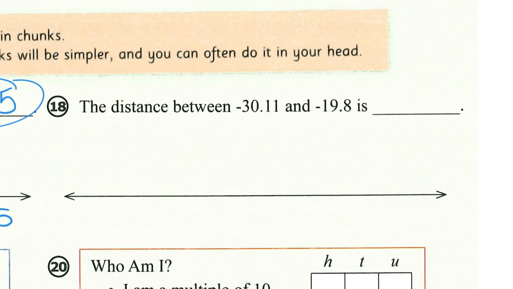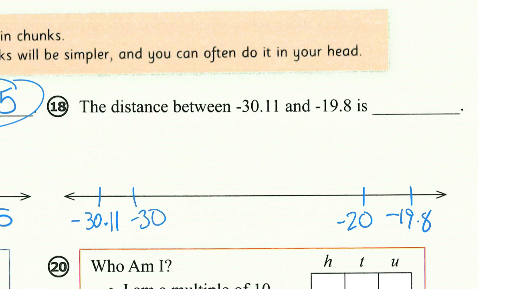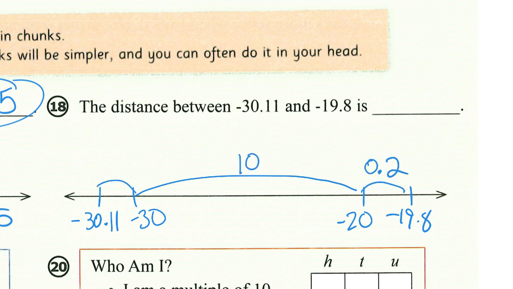Now we're starting with a blank number line in number 18. So I'm going to put -30.11 at the end, -19.8 up here. I'll put -20 as a number close to it, and -30 right here. And for my distances, there's 10, 0.2, and 0.11. So if I add all three of those together, I end up with 10.32.